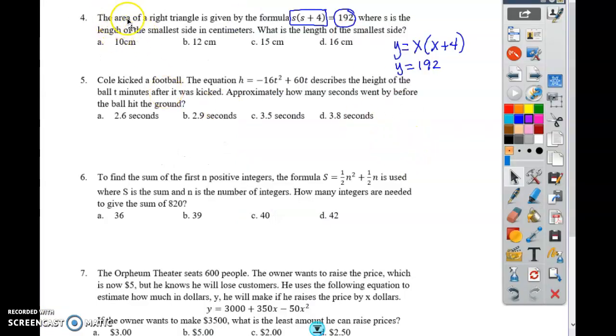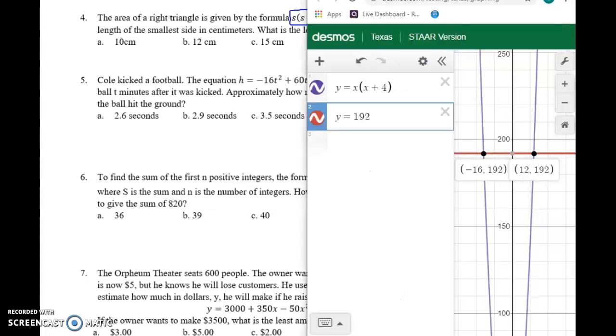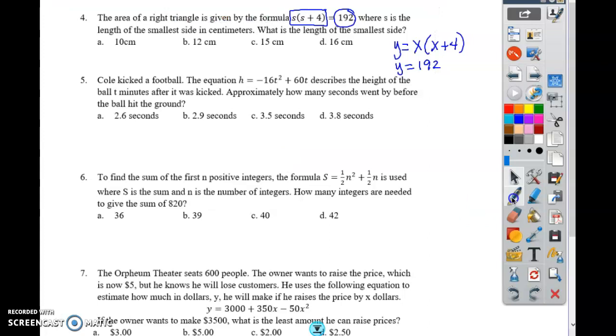It says, the area of a right triangle is given by this formula, where S is the length of the smallest side in centimeters. What is the length of the smallest side? Well, I had two answer choices, right? I had 12 and I had -16. Let's go look again. I had -16 and I had +12. Which one is my answer? 12. Because this is not -16, right?